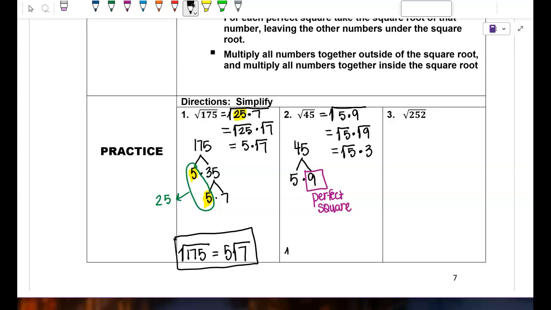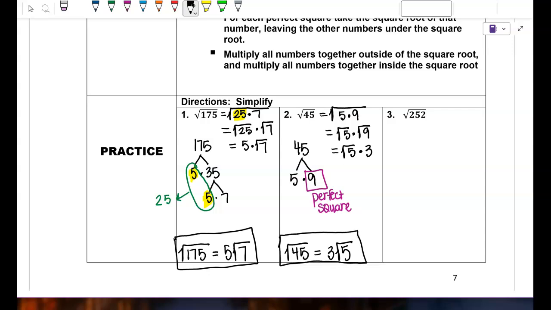So the square root of 45 is 3 radical 5. Whatever we take out from under the radical, whatever perfect squares we find, they always go out front. And then we do the radical and whatever's left. So the square root of 45 is the same as 3 radical 5.